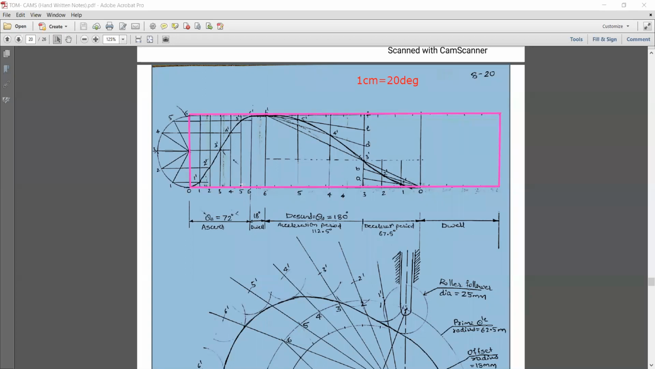What you have to do is divide this 72 degrees into 6 divisions. How much distance is it from this point to this point? Measure the distance. It is 3.6, sir. 3.6, correct. So 72 degrees you mark here. How many centimeters is it?